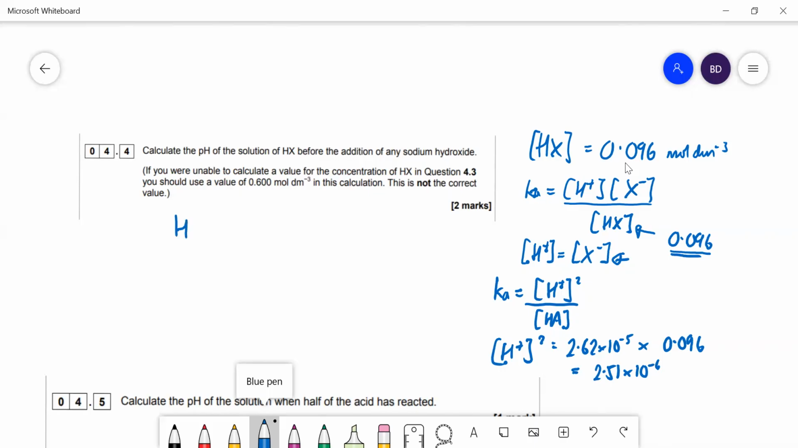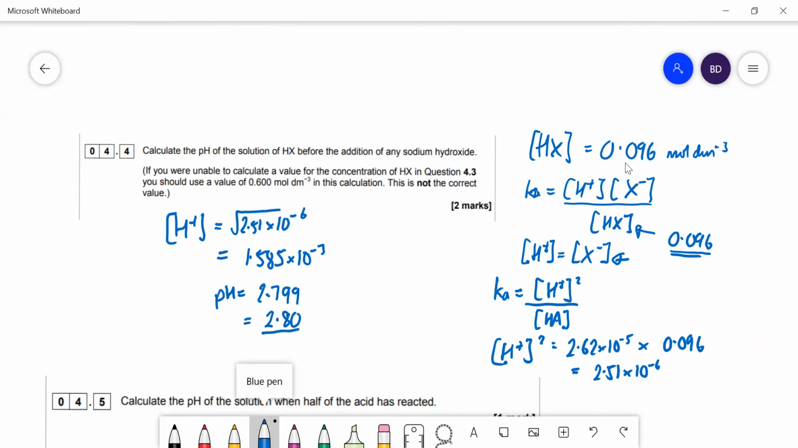H plus concentration is equal to the square root of 2.51 times 10 to the minus 6, which is 1.585 times 10 to the minus 3. So pH is equal to the minus log of that. It's 2.799, so to two decimal places, 2.80 is the pH of HX at the start.